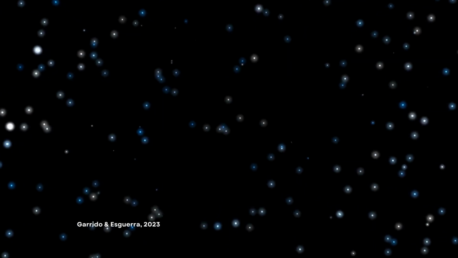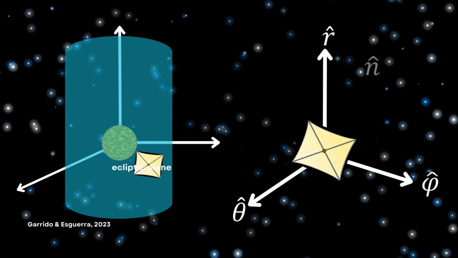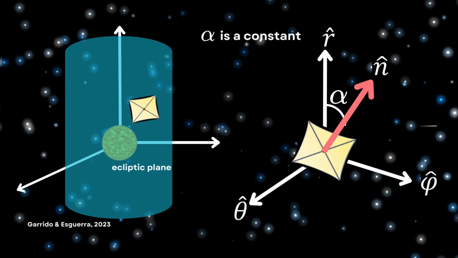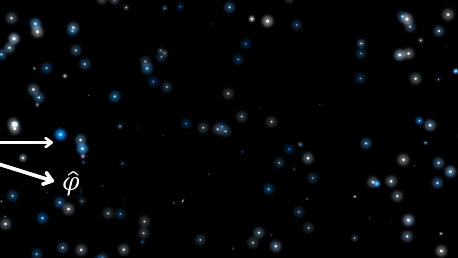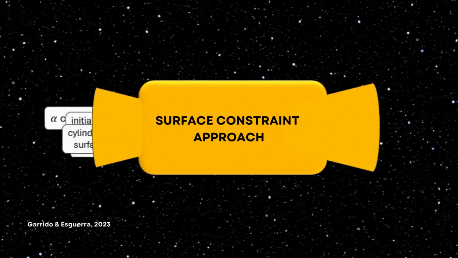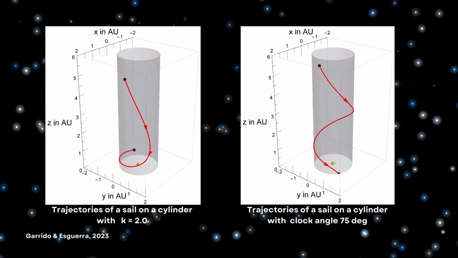For instance, let us constrain our sail on a cylindrical surface. Assume that the cone angle is always constant, while the clock angle is a function of the sail's polar position. Using these conditions as inputs in our surface constraint approach machine, voila! The trajectories of the solar sail are obtained.